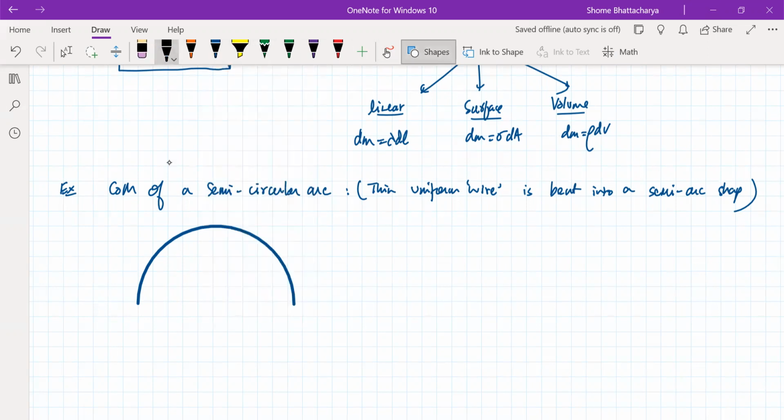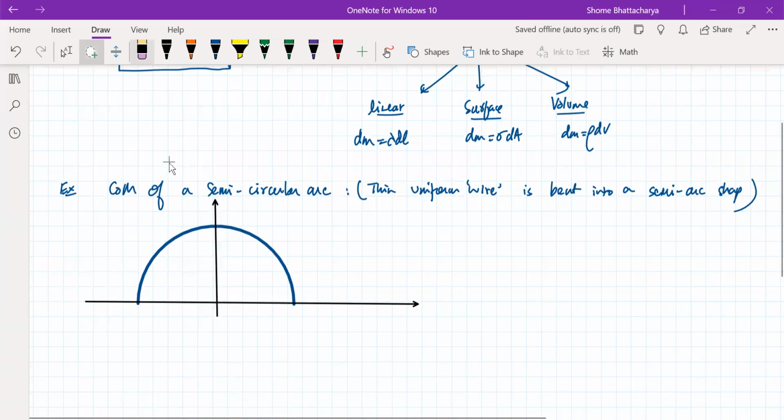One thing we can see about this system is that if we draw the axis that bisects it, the axis that passes through the center of curvature and bisects the 180-degree angle that the arc makes, then that axis is a symmetry axis. The center of mass will definitely lie on the symmetry axis. So it's really about calculating one coordinate of the center of mass. If I take this as the y-axis, the vertical one, I just want to find the y coordinate of the center of mass. The x coordinate I already know is 0.